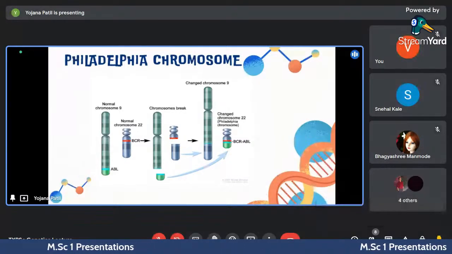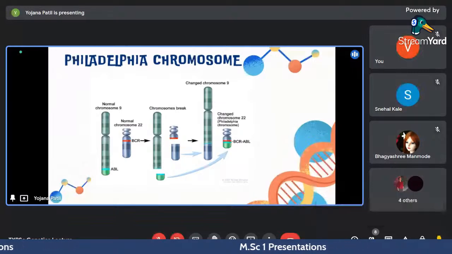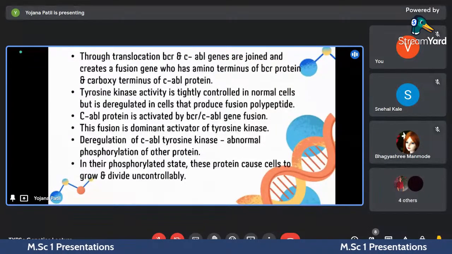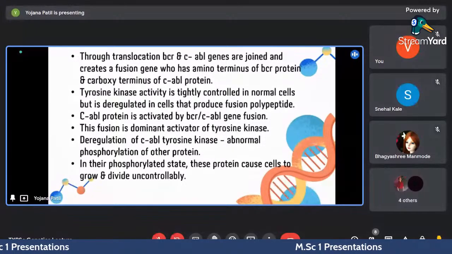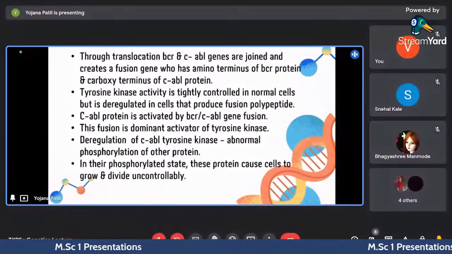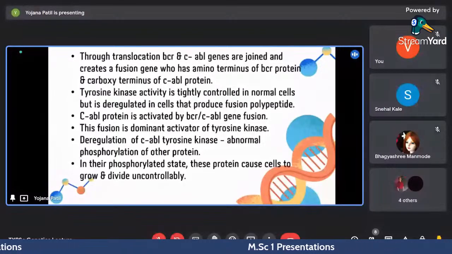The mechanism of this involves the tyrosine kinase activity of the CABL protein, which is tightly controlled in normal cells, but it is deregulated in the cells that produce the fusion polypeptide. The CABL protein is constitutively activated by the BCR and CABL gene fusion, and this fusion is therefore a dominant activator of CABL tyrosine kinase. The deregulation of the CABL tyrosine kinase leads to abnormal phosphorylation of other proteins. In this phosphorylated state, these proteins cause cells to grow and divide uncontrollably, so it can cause cancer.